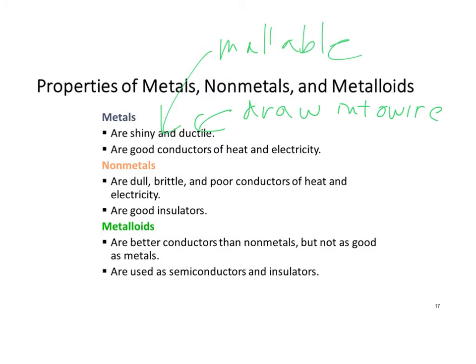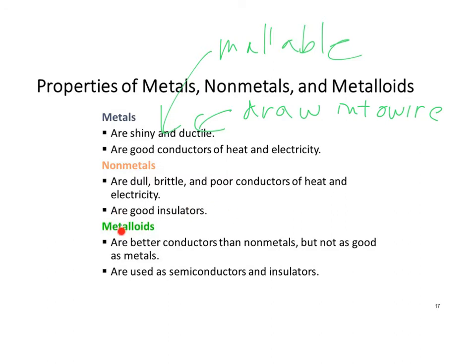Nonmetals are just the opposite. Nonmetals are dull and brittle. In their solid form, they break if you hit them. They shatter if you hit them. They're not shiny at all. And they're poor conductors. But if they're poor conductors of electricity, that means they're good insulators.